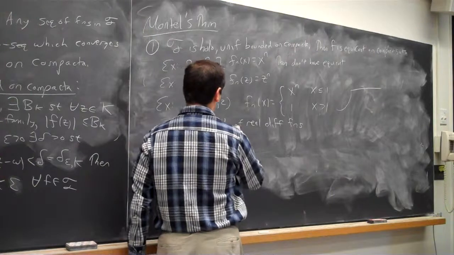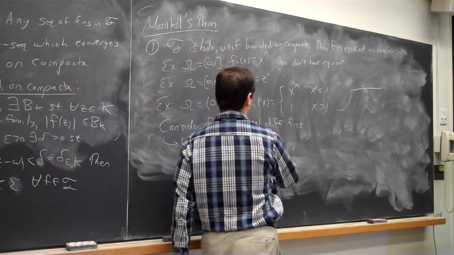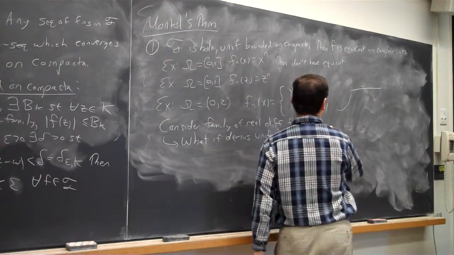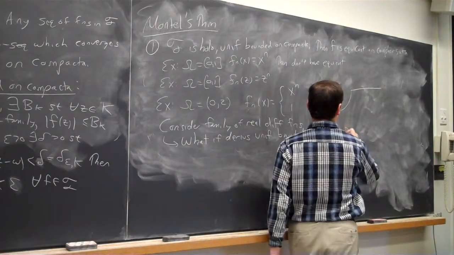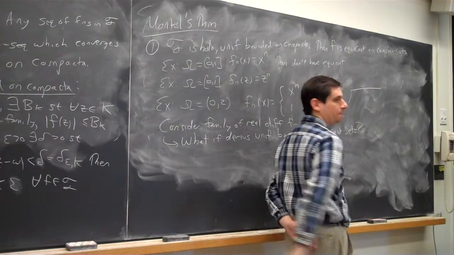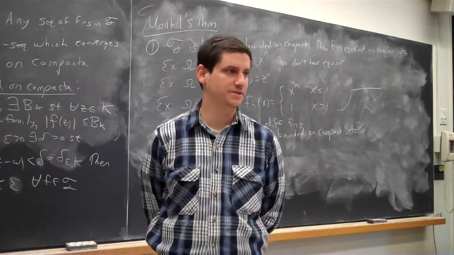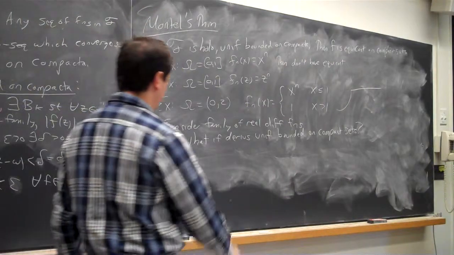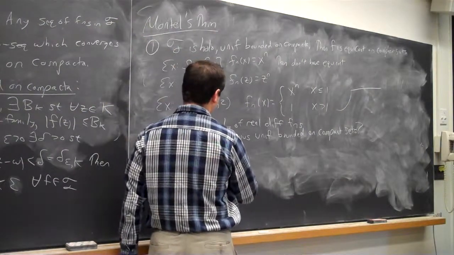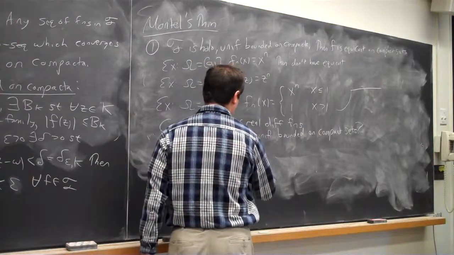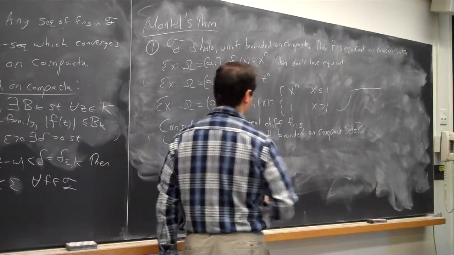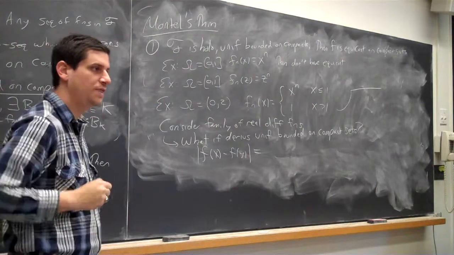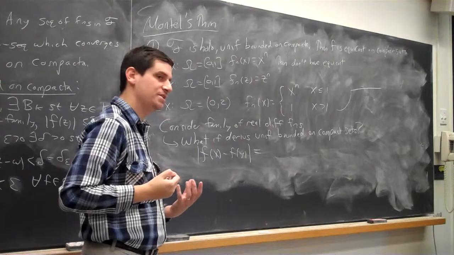So what if derivatives are uniformly bounded on compact sets? So what would happen in that case? Then you'll be okay. f of x minus f of y, how can I write that? What theorem can I use to understand f of x minus f of y?